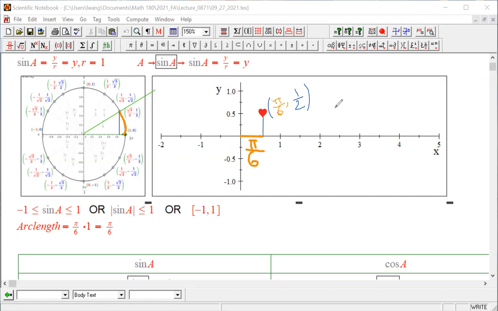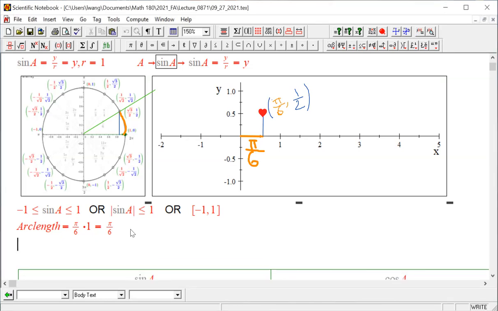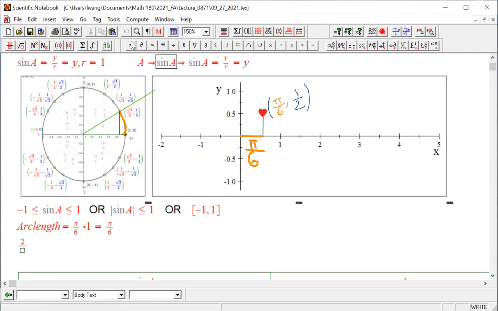Okay, shall we do another one? Okay, suppose I'm going to use the angle 2 pi over 3. What's that degree for 2 pi over 3?